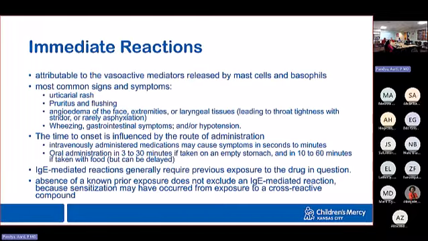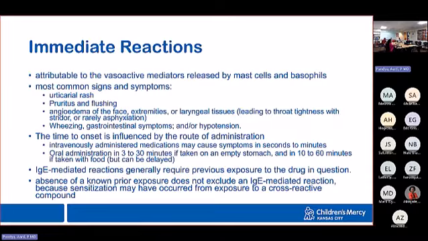Okay. Immediate reactions, so this is attributable to the vasoactive mediators released by mast cells, basophils. The most common signs and symptoms when it pertains to drug allergy reactions include urticaria, angioedema, pruritus, flushing, and then, of course, respiratory involvement, gastrointestinal involvement, or cardiovascular involvement. Time of onset is influenced by route of administration.